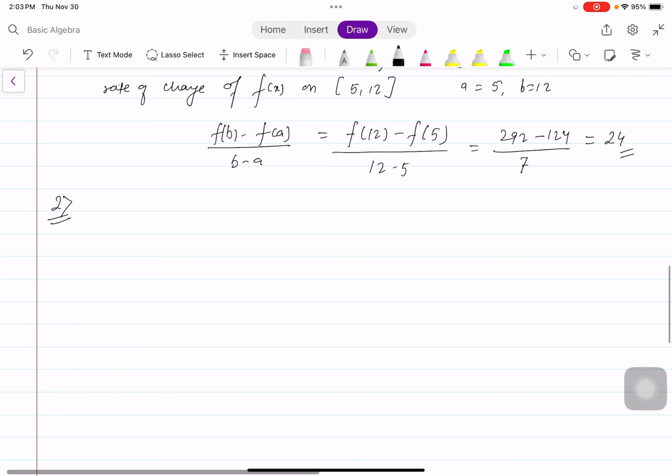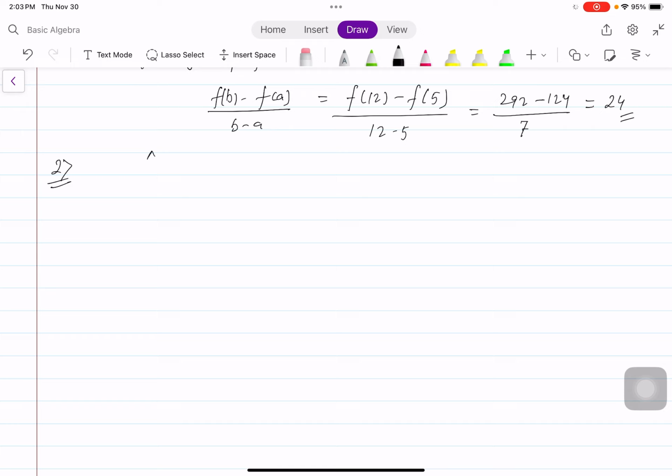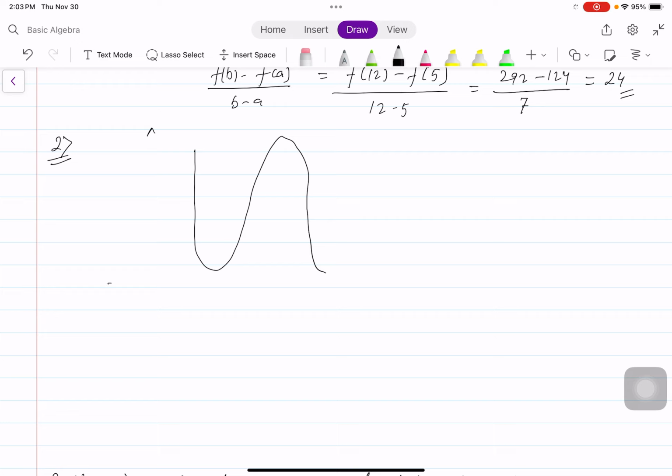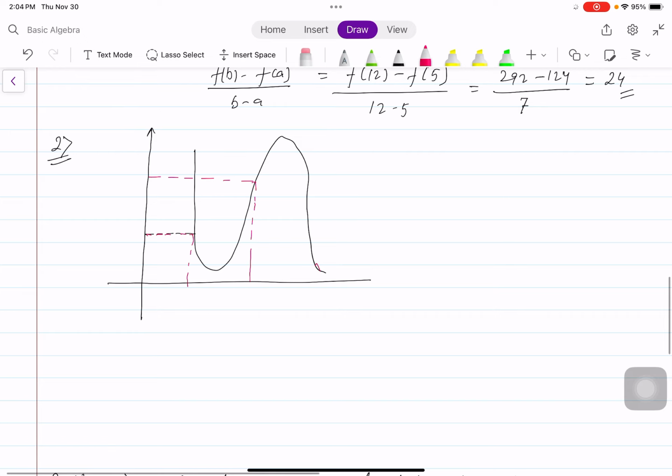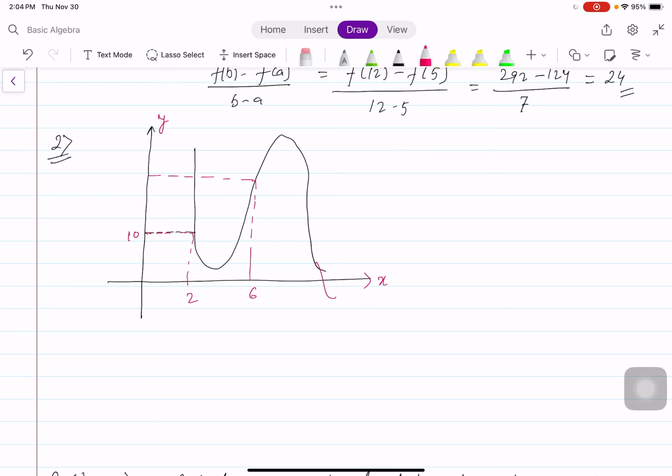Next problem I want to solve is by using the graph. Say we have some graph here, and this is the graph, and these are the corresponding values. Say this is 10, 2, 6, some value 12, and this is 30, and that's all. So this is f of x. I want to find the average rate of change of f of x on 2 comma 6.